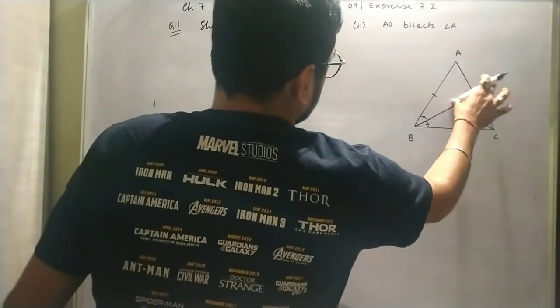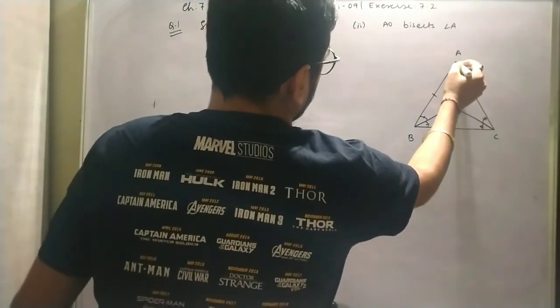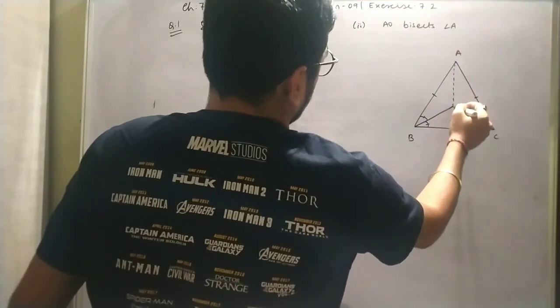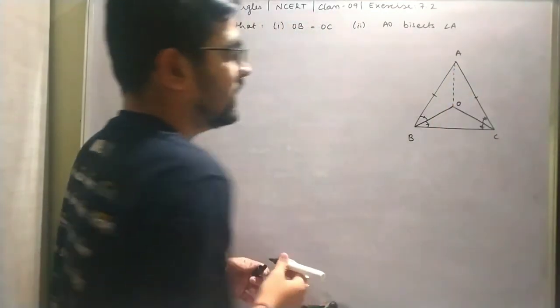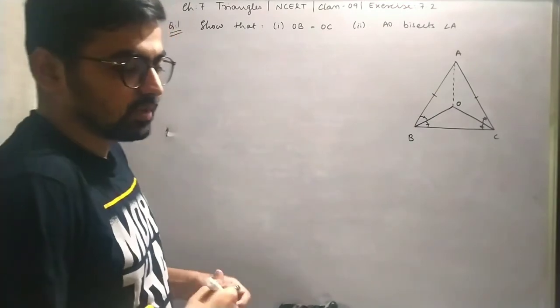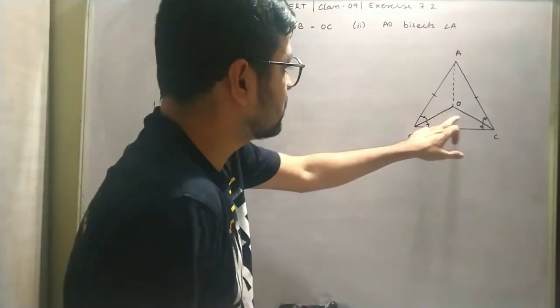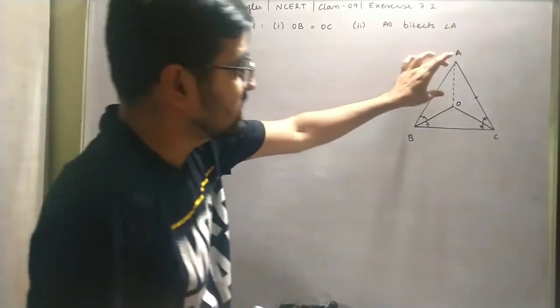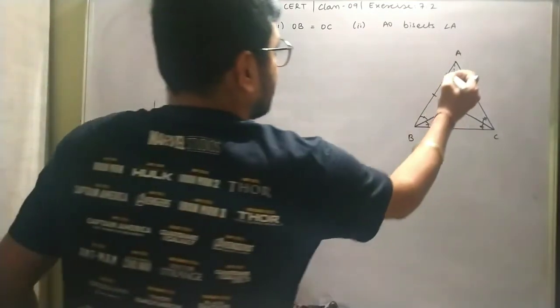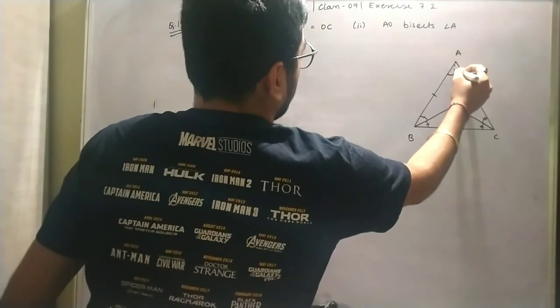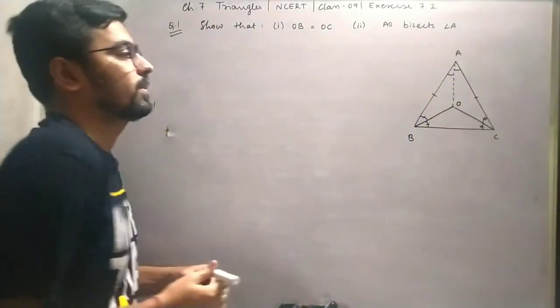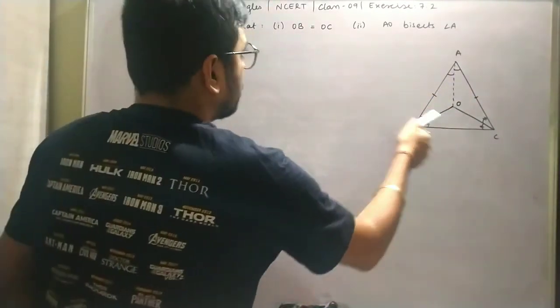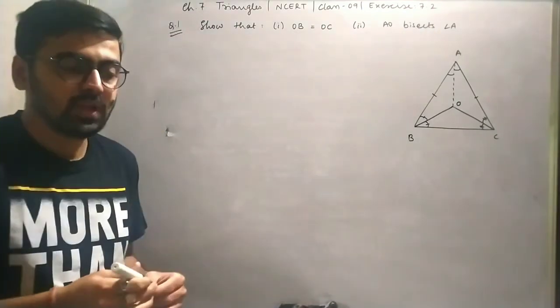So let me remove this O from here. पहले हम join कर लेते हैं. So let me write O now. Join A to O, and we are supposed to show that OB equals to OC. These two sides are equal. And second, AO bisects angle A. That means we want these two angles equal, these two. And we want to find OB equals to OC. That's what I have written over here.